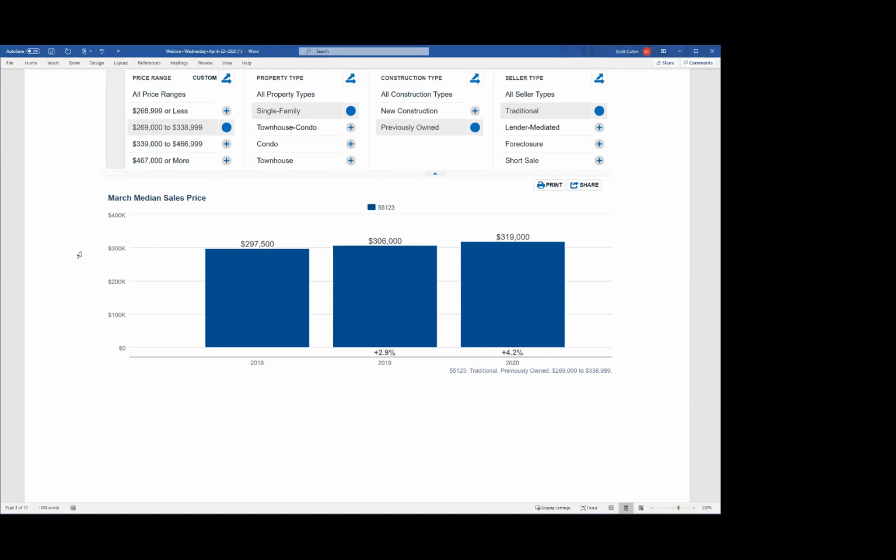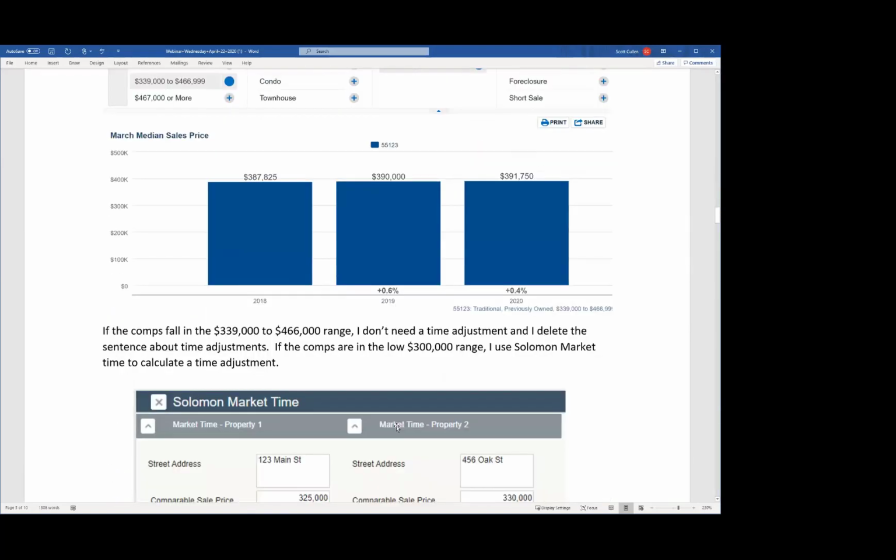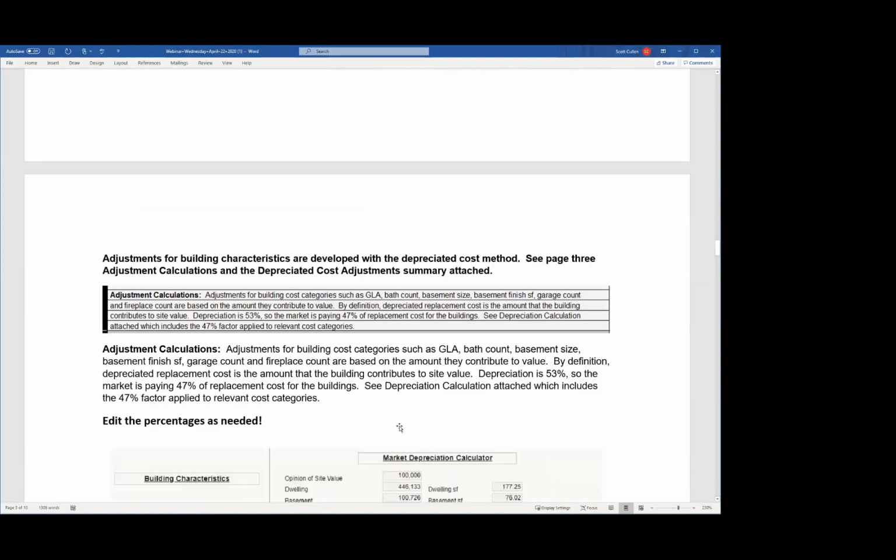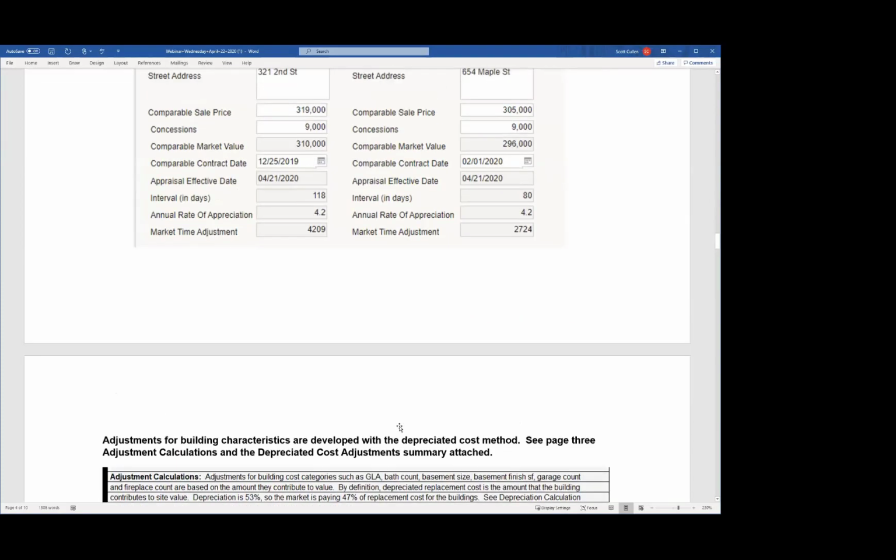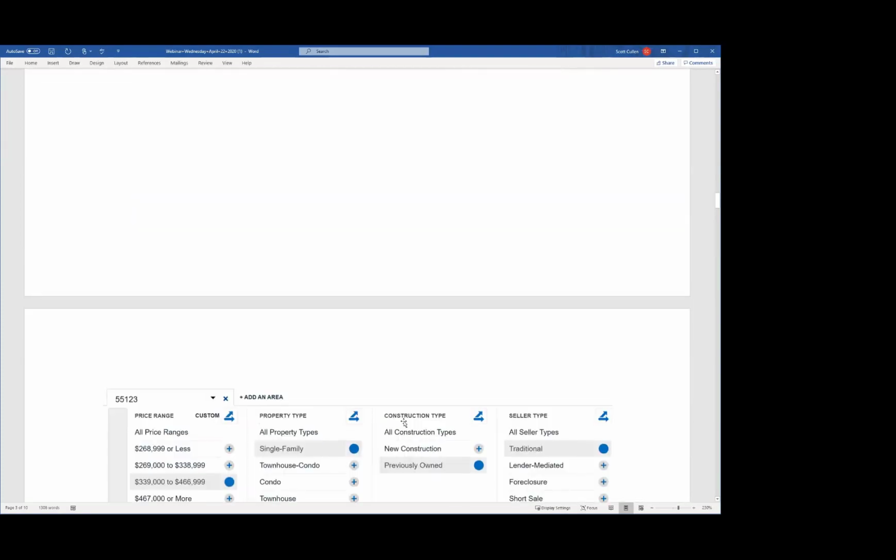Next question. Do you have a comment summarizing adjustment calculations? Well, yeah, I just say that I use the depreciated cost method, and I give them 3 different examples. Well, let's see, where do we start here?